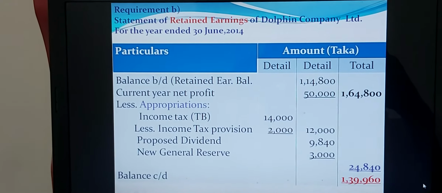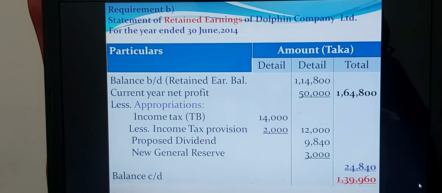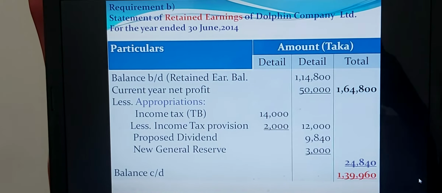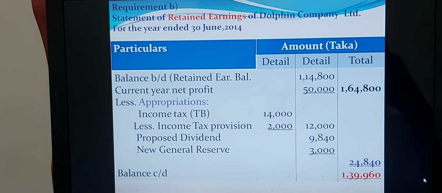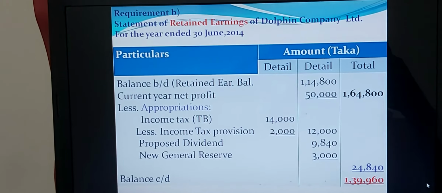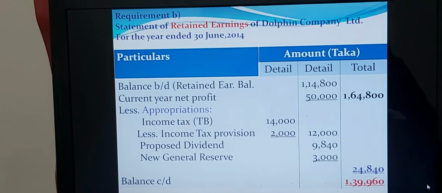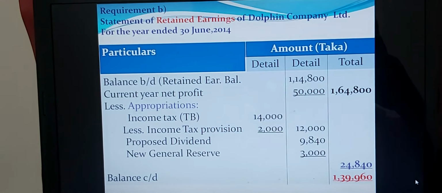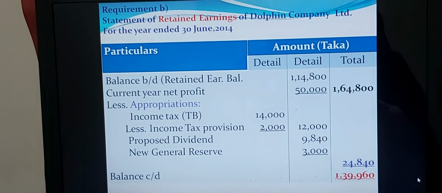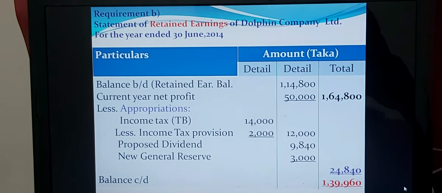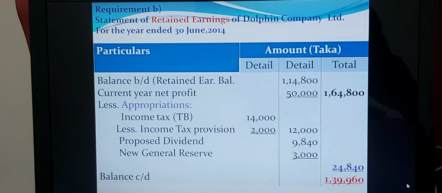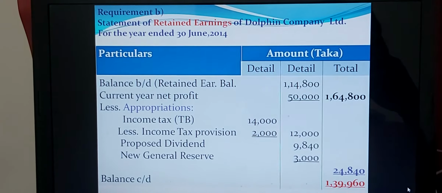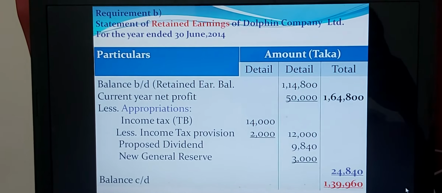Current year net profit is given in requirement B. Net profit current year taka 50,000. Now you can write in middle column 50,000 and 1,14,800. Total of profit 1,64,800 in outer column. In this math, no other added item is available, so you can go to appropriations items.